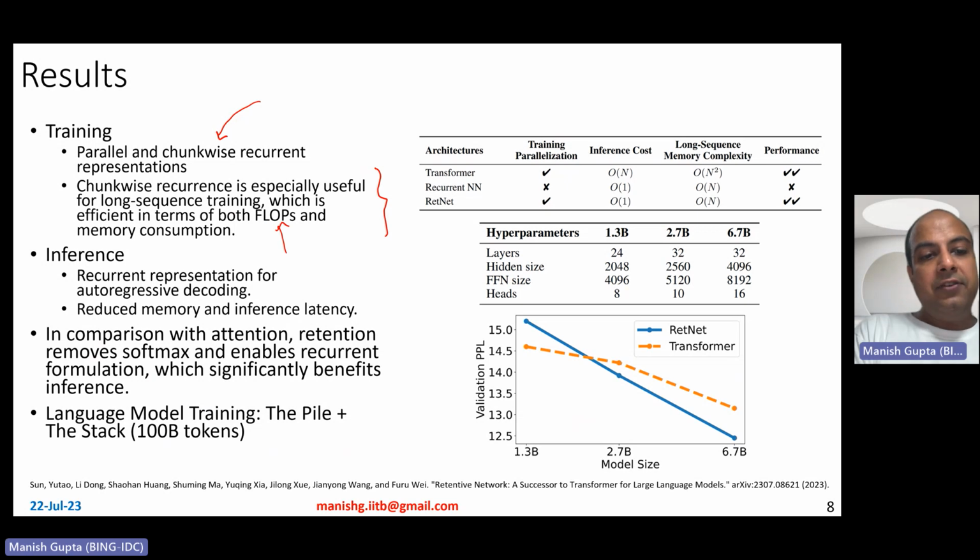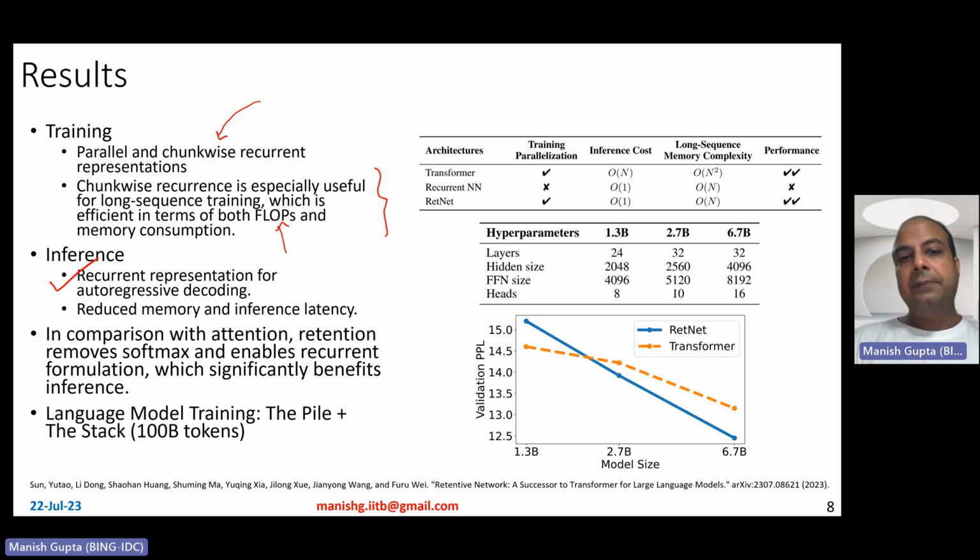Right? At inference time, you always use the recurrent representation for autoregressive decoding because it helps you reduce the memory and inference latency. So you can always cache the current state, and that helps you determine the next state very easily, with very low inference latency and also very low memory requirements. Okay. Now, in comparison with attention in standard transformers, retention actually removes the softmax also, right? And therefore enables recurrent formulation, which significantly makes inference faster as well as less intensive on memory.